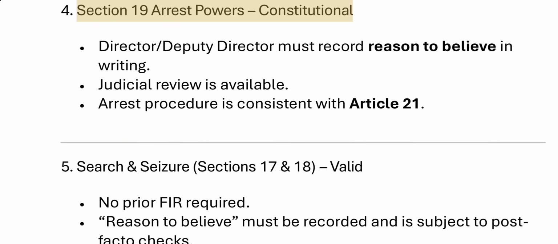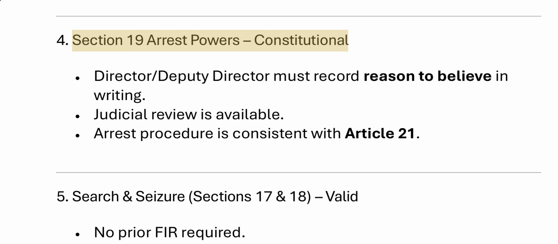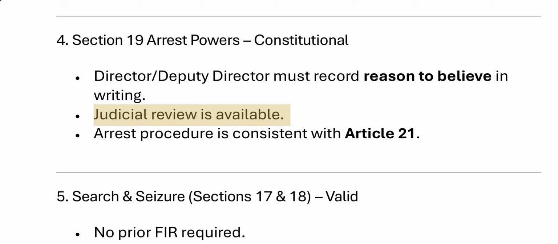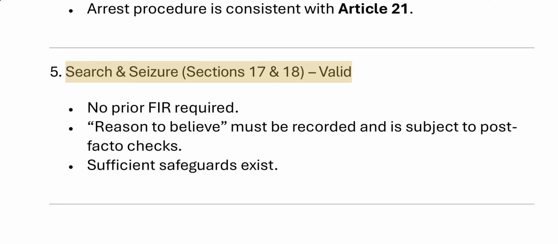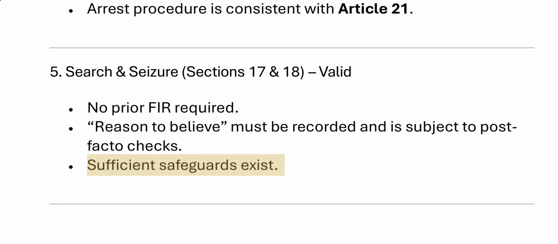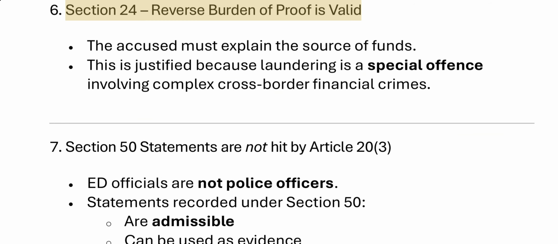4. Section 19 Arrest Powers, constitutional. Director, Deputy Director must record reason to believe in writing. Judicial review is available. Arrest procedure is consistent with Article 21. 5. Search and seizure, Section 17 and 18, valid. No prior FIR required. Reason to believe must be recorded and is subject to post facto checks. Sufficient safeguards exist. 6. Section 24 Reverse burden of proof is valid.